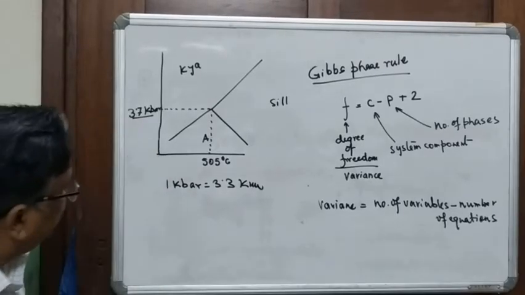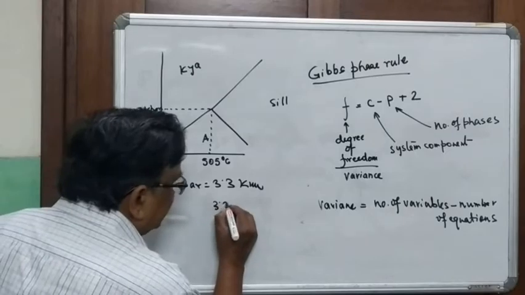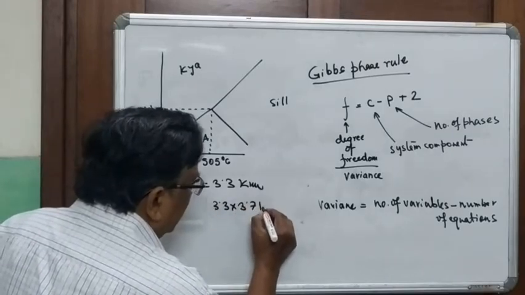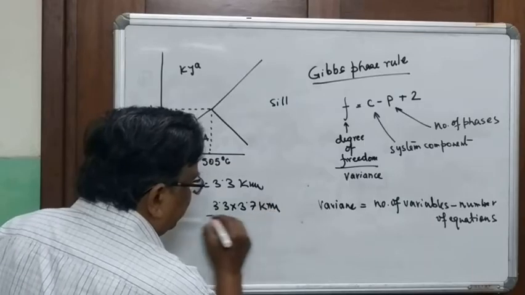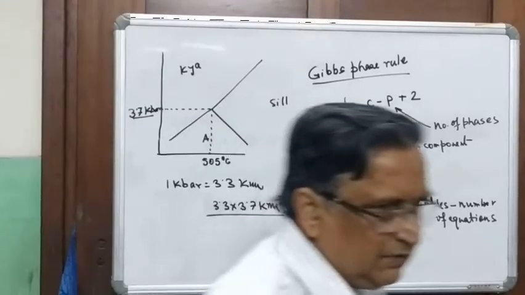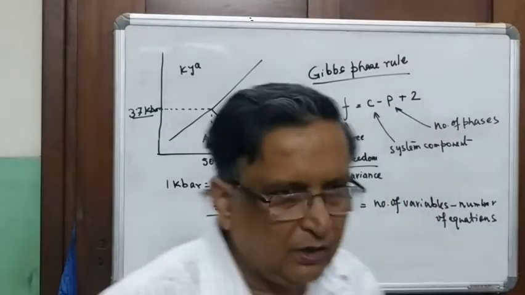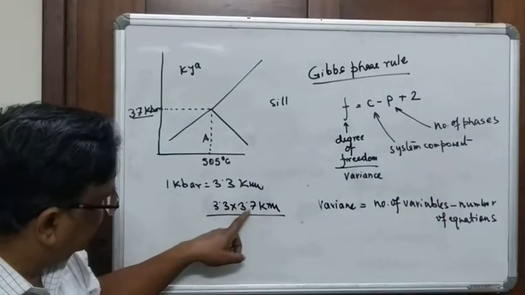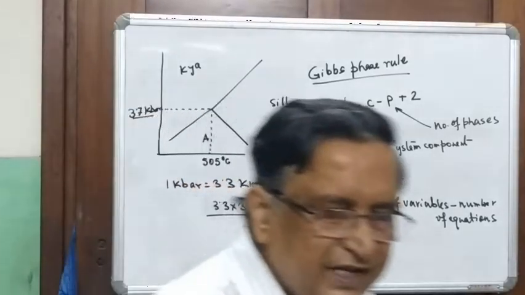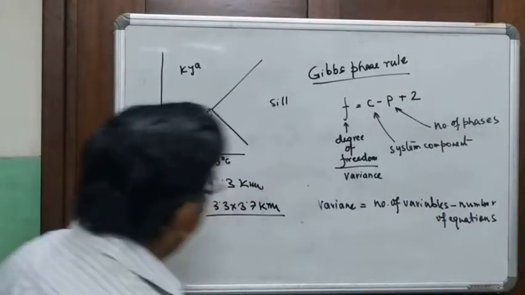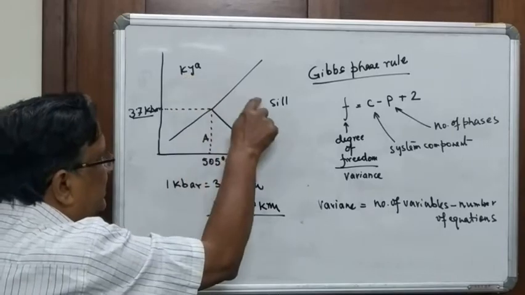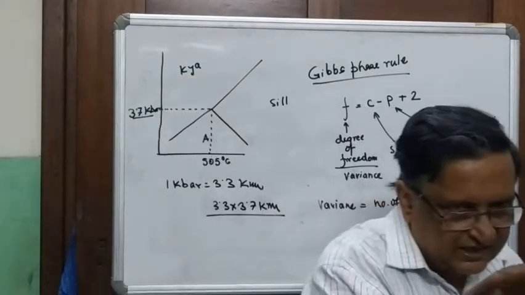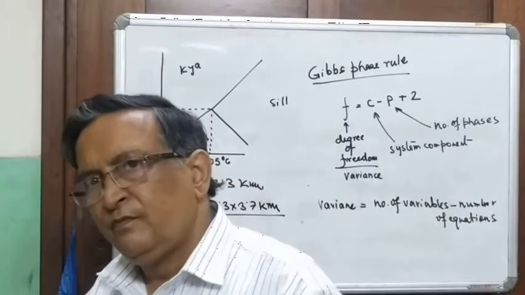So if you're talking of 3.7, then it is 3.3 into 3.7 kilometers. That is the depth. You can see it will be somewhere between 10 and 11 kilometers. So 3.3 into 3.7, yeah, it should be around 11 kilometer depth. So the triple point where kyanite, sillimanite, and andalusite coexist is roughly at 11 kilometers.